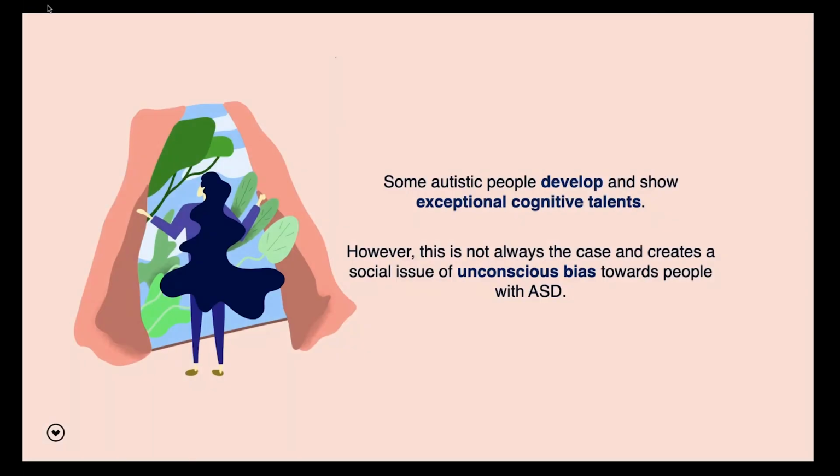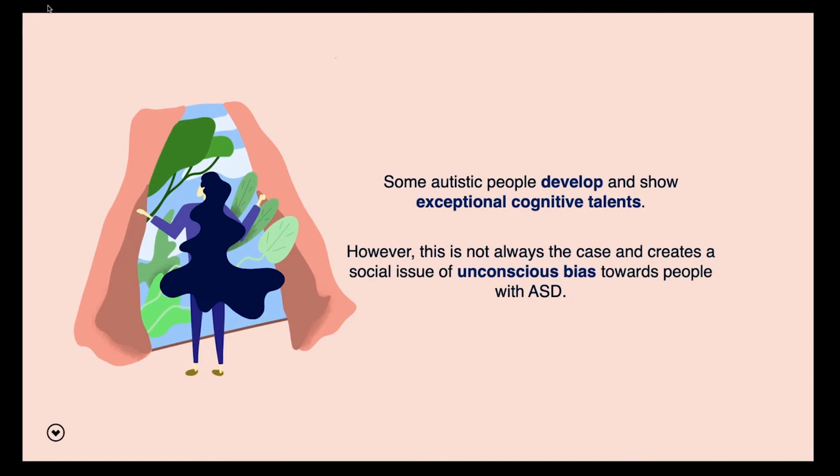As an example, some autistic people develop and show exceptional cognitive talents. There are quite a lot of well-known people, like Albert Einstein, who was said to have autism. Amadeus Mozart was said to have autism. Currently, Greta Thunberg, the Swedish environmentalist, a young girl, has autism. So there are different forms of autism.